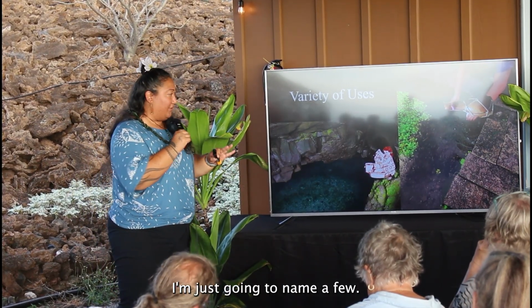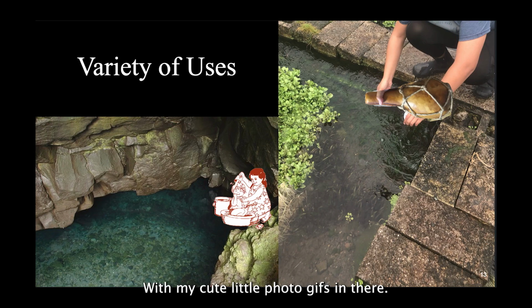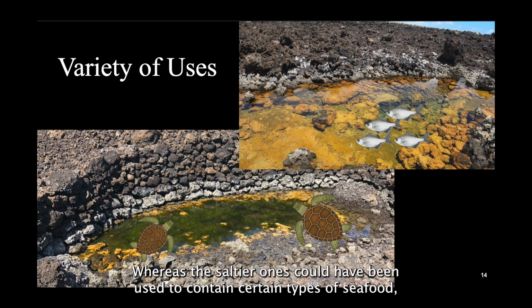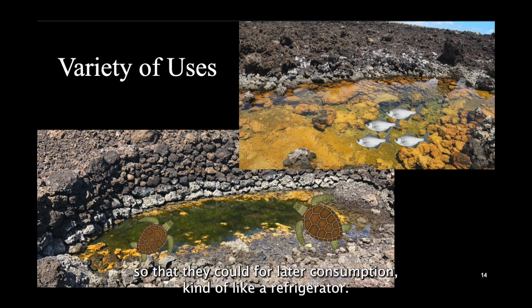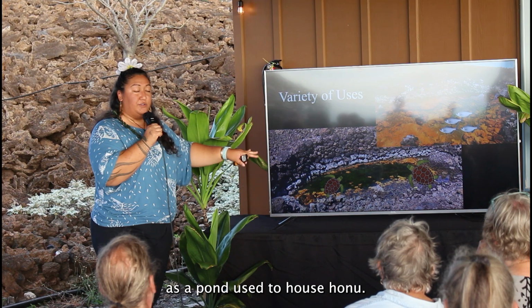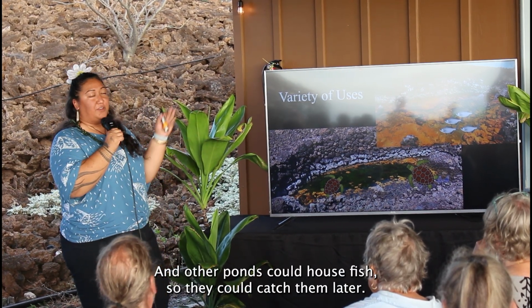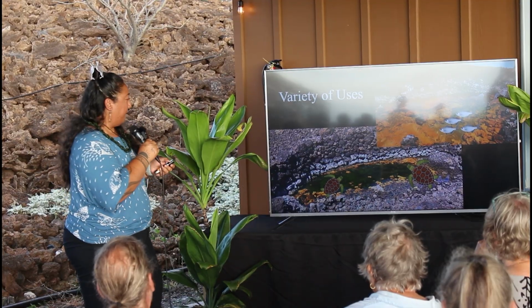And because of that, there are a ton of different uses for these ponds. I'm just going to name a few with my cute little photo gifs in there. So the fresher ones were often used for bathing pools traditionally, or drinking water. Whereas the saltier ones could have been used to contain certain types of seafood, so that they could be kept for later consumption, kind of like a refrigerator. So this particular one has been noted as a pond used to house honu, and other ponds could house fish, so they could catch them later and it'd just be easier.